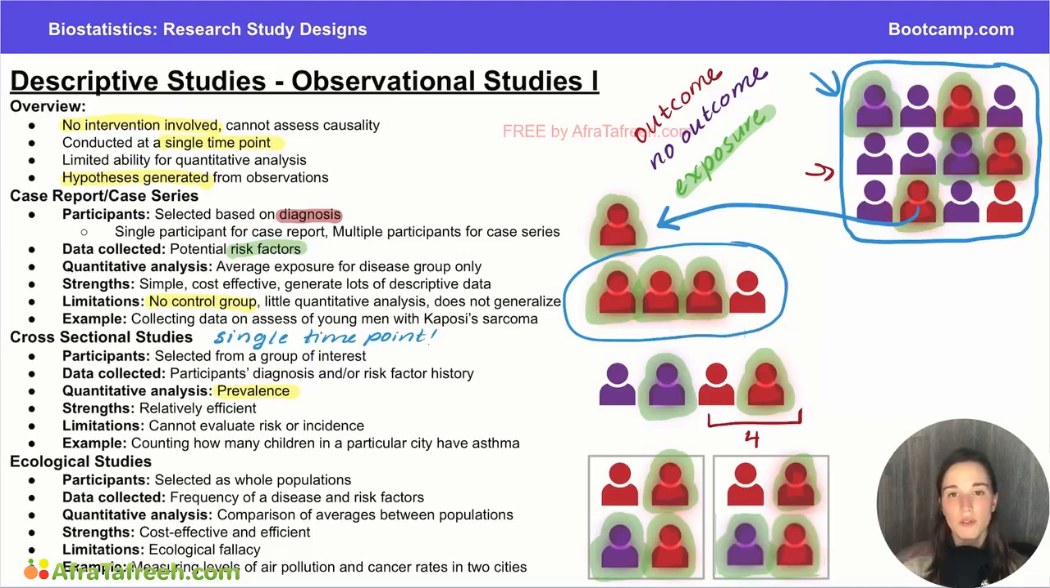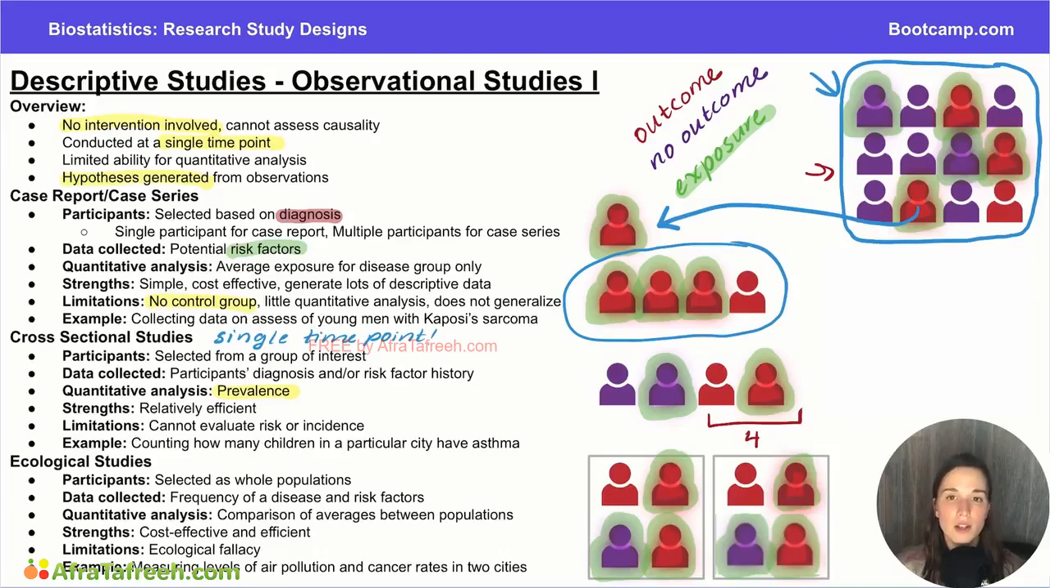We'll talk about this more in future videos, but for now just remember that cross-sectional studies can be used to calculate prevalence and not a whole lot else. I want to make a couple distinctions here that are not super important to remember for test day, but will hopefully help you understand and distinguish these studies a little bit better.